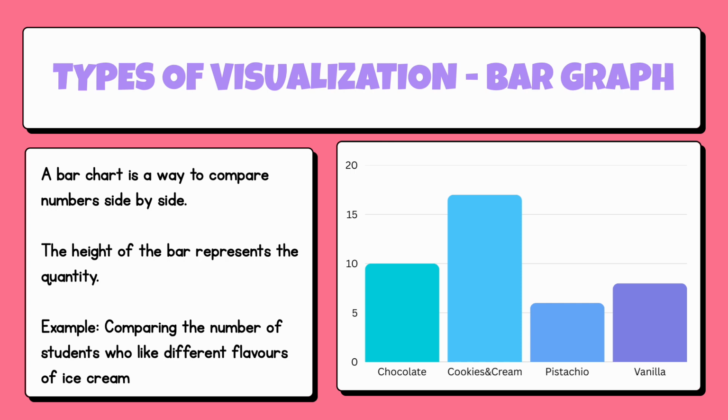An example of how you would use a bar chart is to compare the number of students who like different flavors of ice cream, like in the chart on the right. Can you easily tell which is the most popular flavor of ice cream?